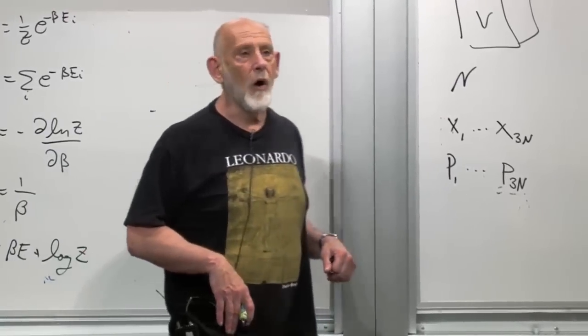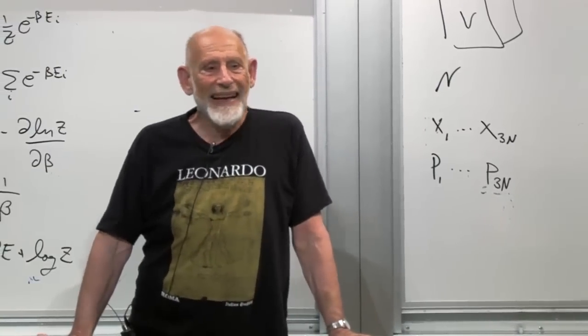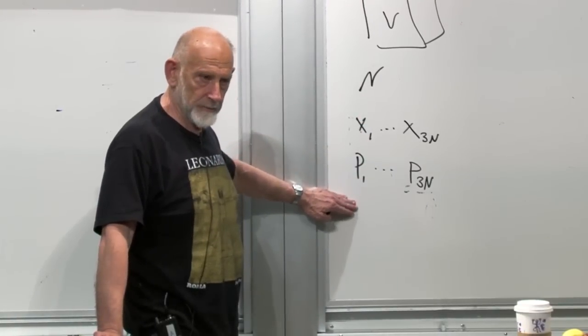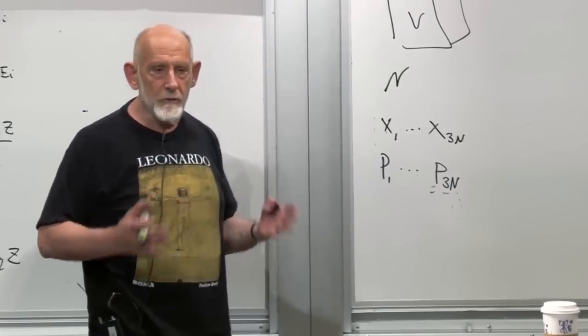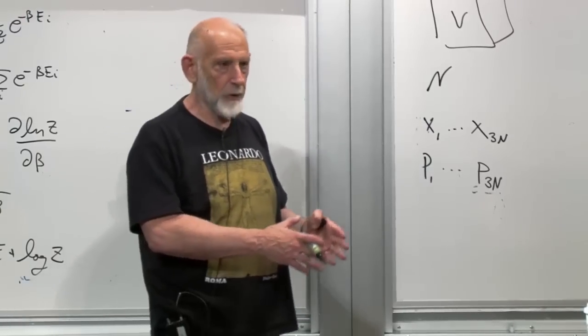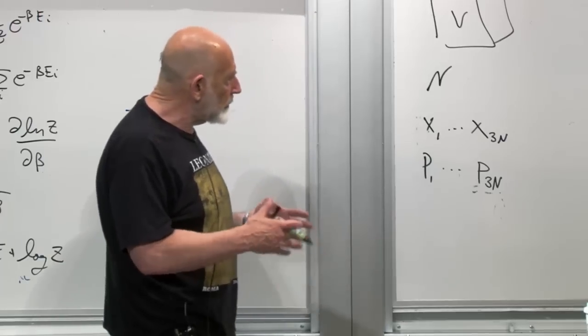What is a sum over states? A sum over states is replaced by an integral over the x's and the p's. In other words, we have to make use now of the relationship or the correspondence between sums and integrals. I'll not go through that in detail.